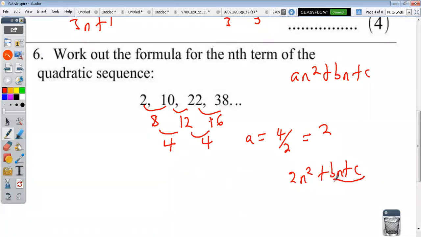So we need to find this. It's not an n squared, it's a 2n squared. Why? Because the second difference that is the same is 4. I divide that by 2. I replace that value there, so it is 2n squared.